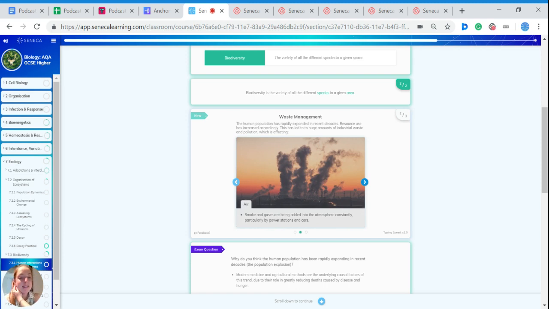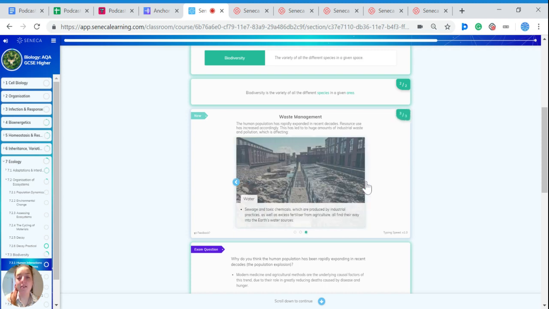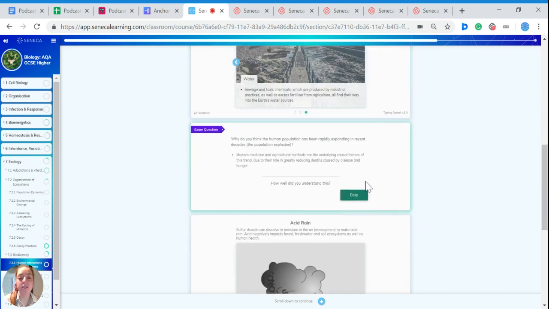Smokes and gases are being added to the atmosphere constantly, particularly by power stations and cars. And we've got water pollution, sewage and toxic chemicals produced by industrial practices, and also excess fertilizer from agriculture, all find their way into Earth's water resources.